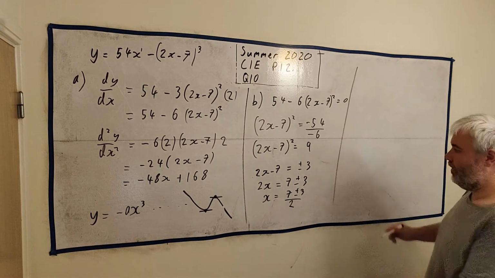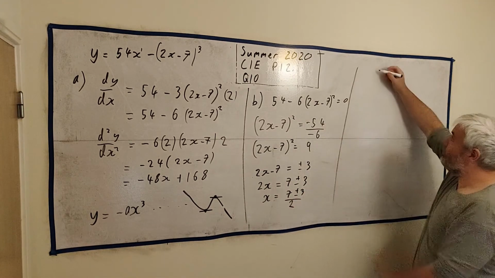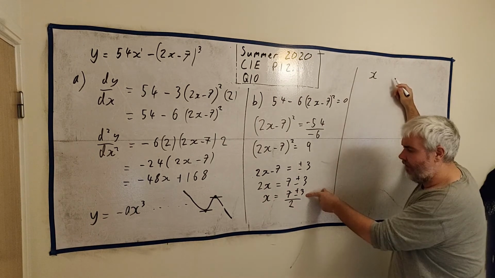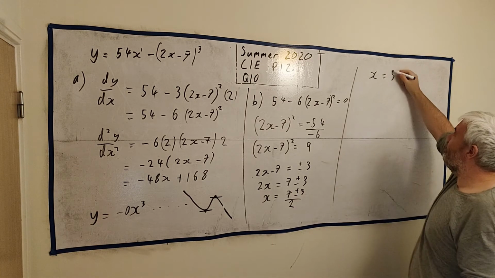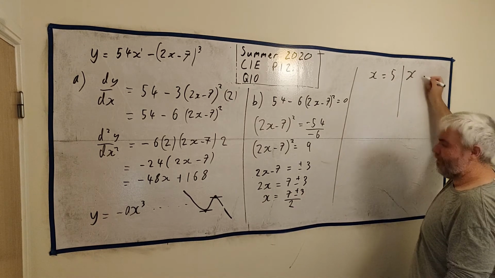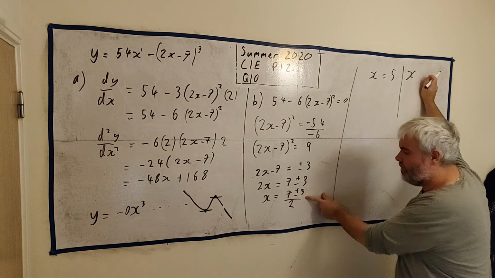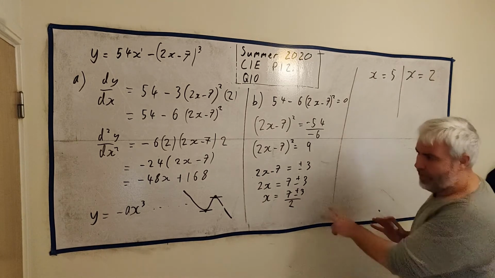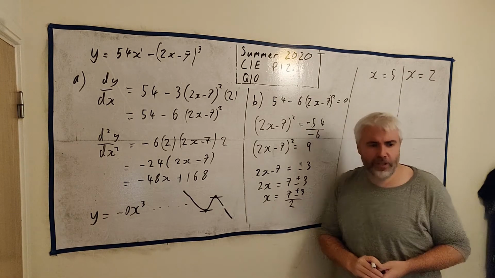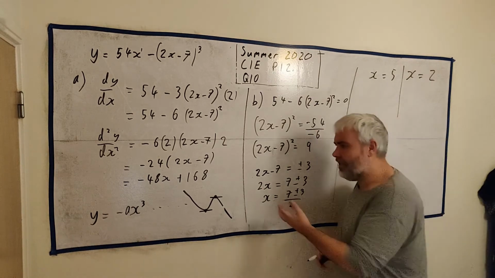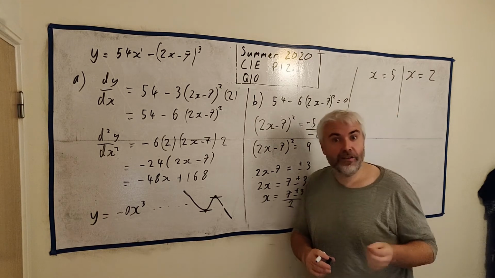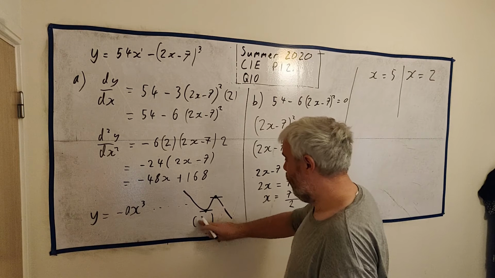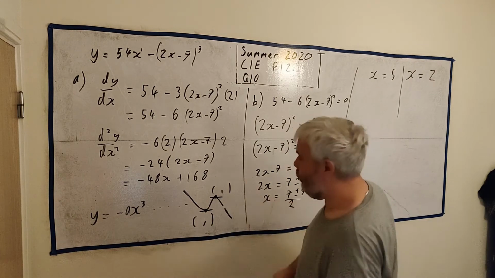Let me write them over here. Let's see, 7 plus 3 first we'll do. x is equal to 7 plus 3 is 10, 10 divided by 2 is 5, or x is equal to 7 minus 3 is 4, divided by 2, x equals 2. There are two answers for x. Do not stop. So many students stop at this point. They didn't ask you to find x. They asked you to find the stationary points. They want to know x and y.